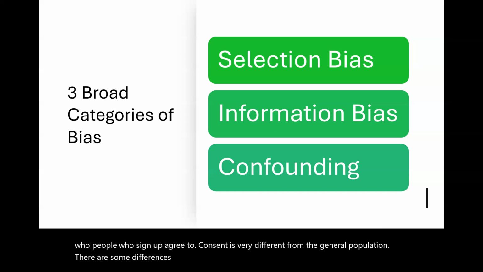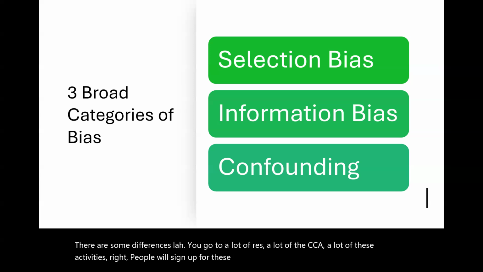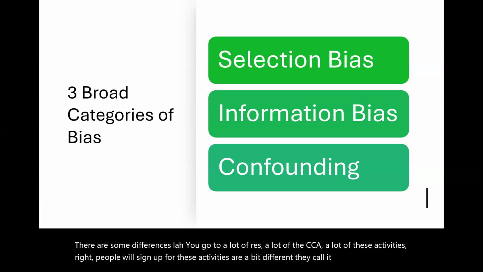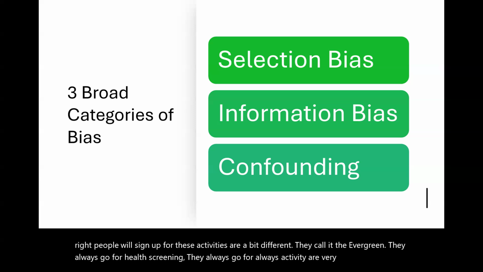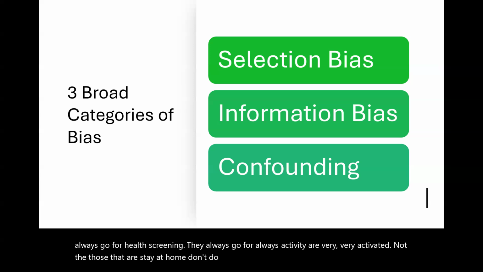You go to a lot of the CCA, a lot of these activities, right? People who sign up for these activities are a bit different. They call it the evergreen. They always go for health screening. They always go for all these activities. They're very, very activated, not those that stay at home and don't do anything. So they may not represent the actual patients. So this is something about selection bias.